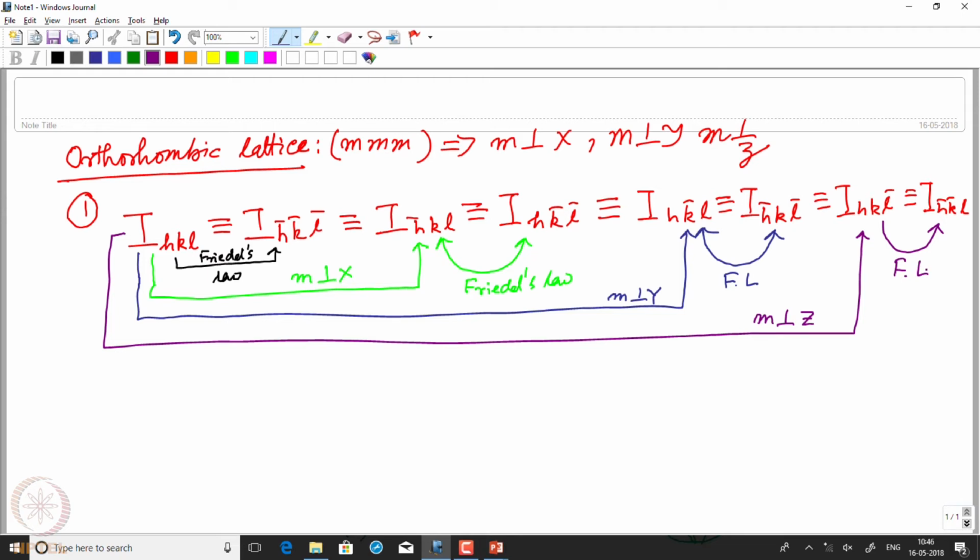What does it mean? There are 8 different sets of HKLs which are equivalent. So if you collect any one of these 8, it is going to represent all those 8 reflections in the reciprocal sphere. So all these 8 reflections need not be collected, but one can only collect one of those 8, which indicates for orthorhombic system we only need 1/8 of a sphere.